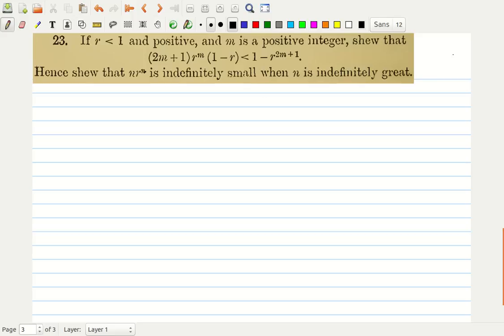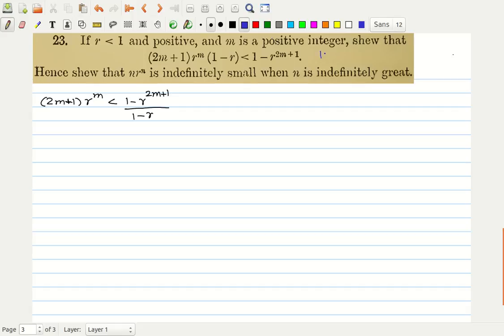So let me write this inequality in a slightly different way. I can write this inequality as 2m plus 1 times r to the power m is less than 1 minus r to the power 2m plus 1, divided by 1 minus r. This inequality is the same. Remember that 1 minus r is a positive quantity, okay? So you have to remember this.